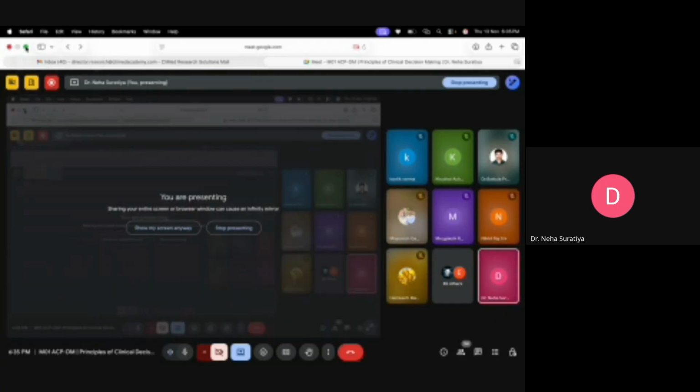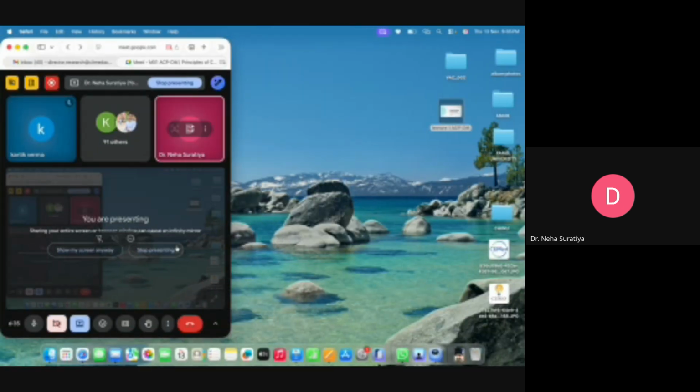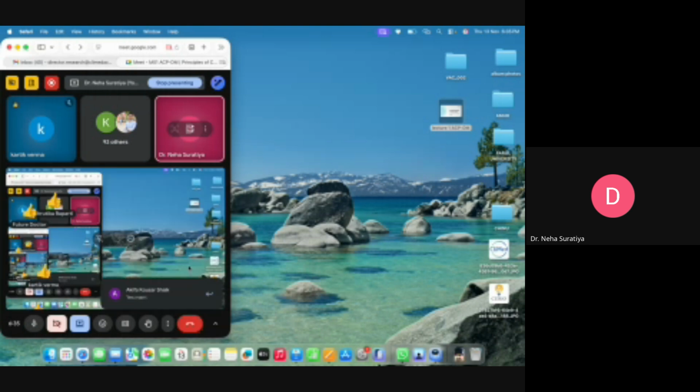Okay, I'm sharing the screen. You can just write in the comments if you have any questions, so that I can see and allow you to unmute yourself, and then we can discuss later, right? Okay, so I hope the screen is visible. Yes? Okay, let's begin.